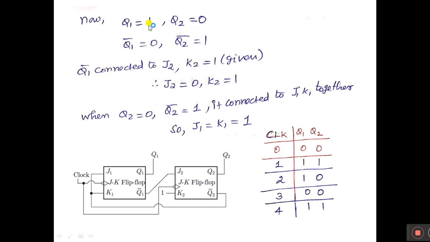Next. Now after applying second clock pulse, I am getting 1 0. Now Q1 is 1, Q2 is 0. So Q1 bar becomes 0 and Q2 is 0, Q2 bar is 1. Now this Q1 bar value 0 applied to J2. So J2 become 0, K2 already 1. So J2 equal to 0, K2 1. Now this Q2 bar equal to 0, that is connected to J1 K1. Now J1 K1 together, so J1 equal to K1 equal to 1.